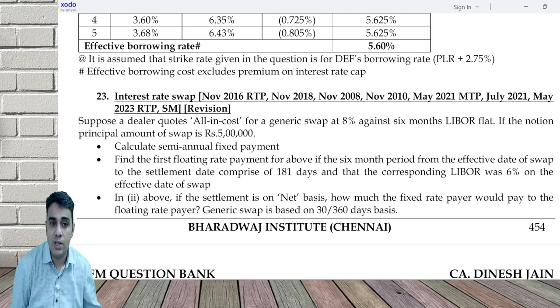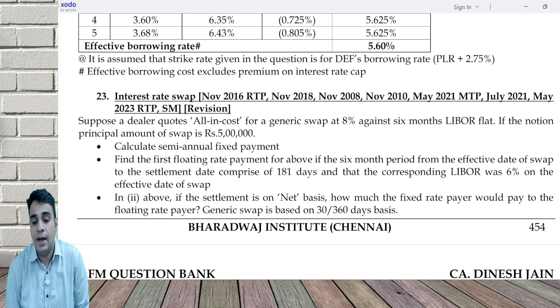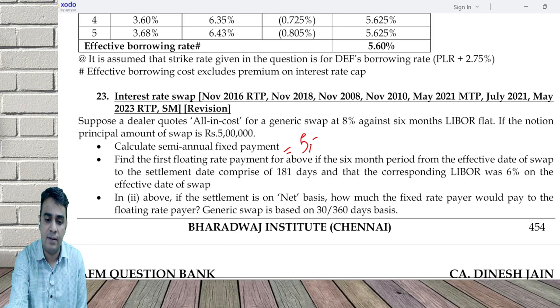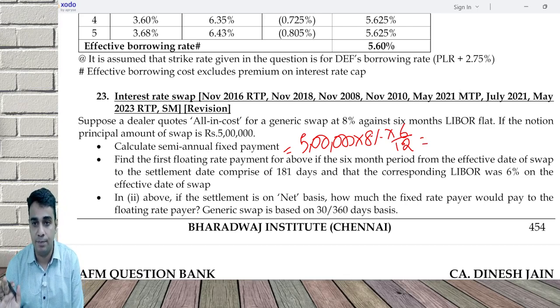Suppose a dealer quotes an all-in cost for a generic swap at 8% against 6-month LIBOR flat. That is, one party will pay 8%, the other party will pay 6-month LIBOR. Semi-annual fixed payment is very simple. No days calculation, nothing. Now write 5 lakh into 8% into 6 by 12. That's all. No extra adjustment on this.